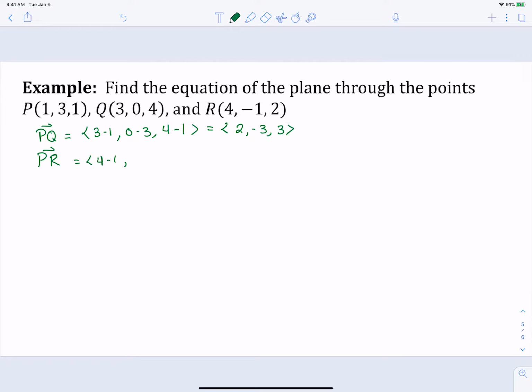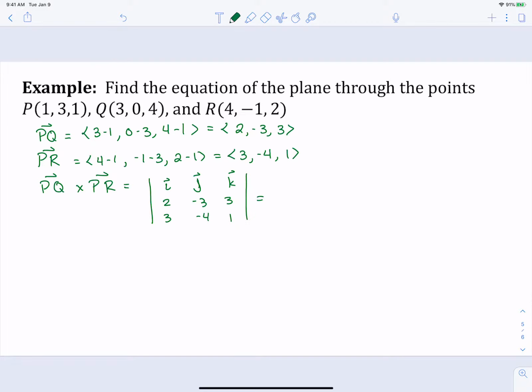Because once we have 2 vectors that are in our plane, we can use the cross product and find the cross product of these 2 vectors. And that cross product is perpendicular to both of those vectors. And that's going to give us our normal vector, which is what we need. We need that normal vector. So we'll go and find the cross product. So we set up our big determinant here.